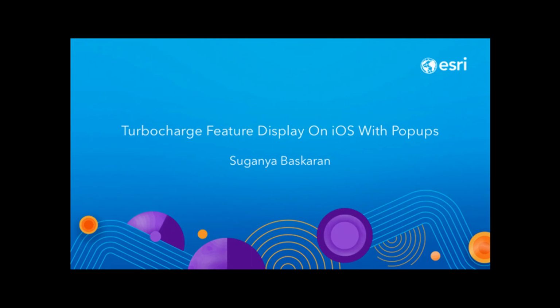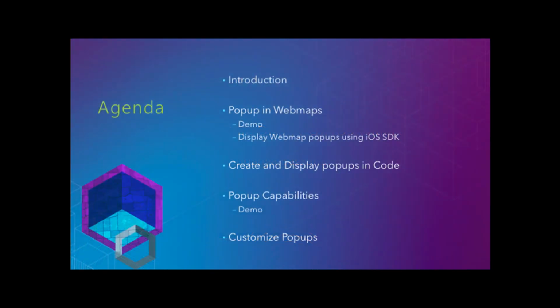All right. Let's get started, and this is our agenda. After a brief introduction of what pop-ups are in the context of ArcGIS platform, we'll take a closer look at pop-ups in web maps and how they are configured. Next, we'll see how you can display those pop-ups in an iOS app. Then we'll also see how you can create and display pop-ups in code, and talk about the various capabilities and support the default pop-ups in the SDK provides to you. And for those of you who wish to take it further, we'll briefly talk about customizing pop-ups.